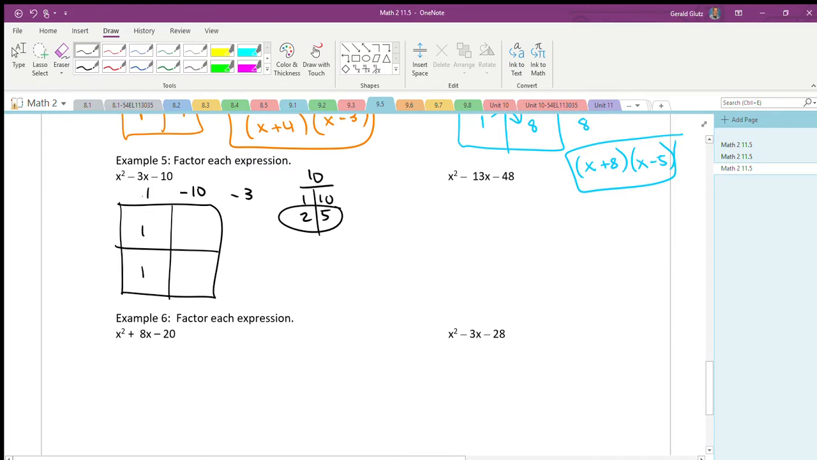1 times 1 is 1. If they add up to negative 3, that means I want the bigger one to be negative. So 1 times 2 is 2, and 1 times negative 5 is negative 5. When I add these two together, I do get negative 3. So our answer is 1 times x plus negative 5, or x minus 5, times 1 times x plus 2.